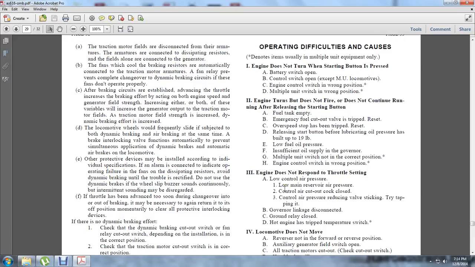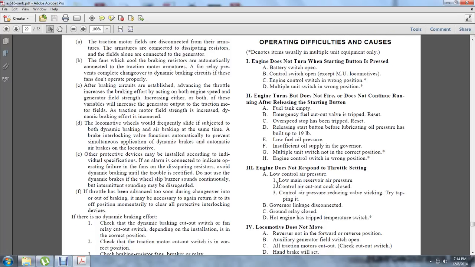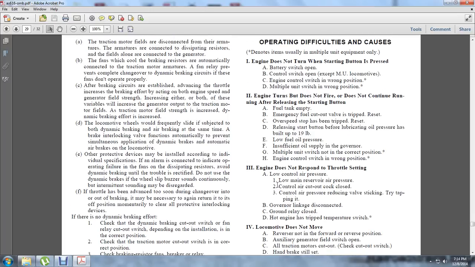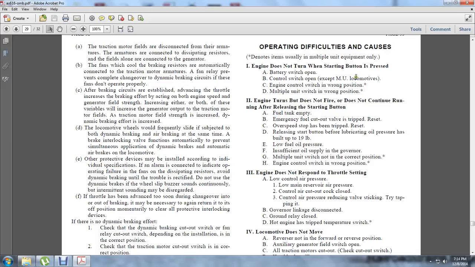If there's no dynamic braking effort, check the dynamic braking cutoff switch or the fan relay cutoff switch. Depending on the installation, check that it is in the correct position. Check that the traction motor cutoff switch is in the correct position. Check the braking resistor fans and the brake relay. Operating difficulties and causes: denotes usually multiple unit equipment only.